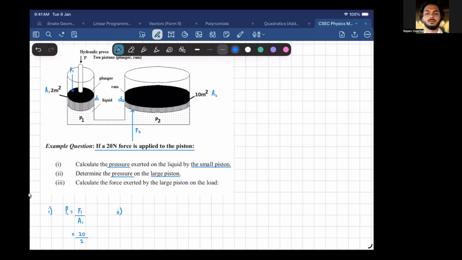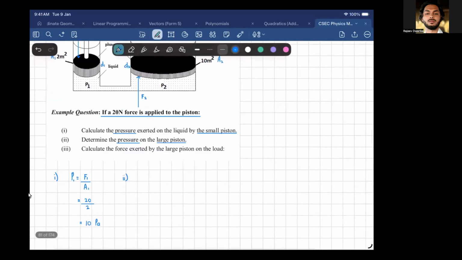Okay, you'd use P2, because they're asking you for pressure. P is pressure, right? If you did have to use our formula, you'd say P2 is equal to F2 over A2. Because P stands for pressure, so you'd use the pressure formula. But you don't have to do that.